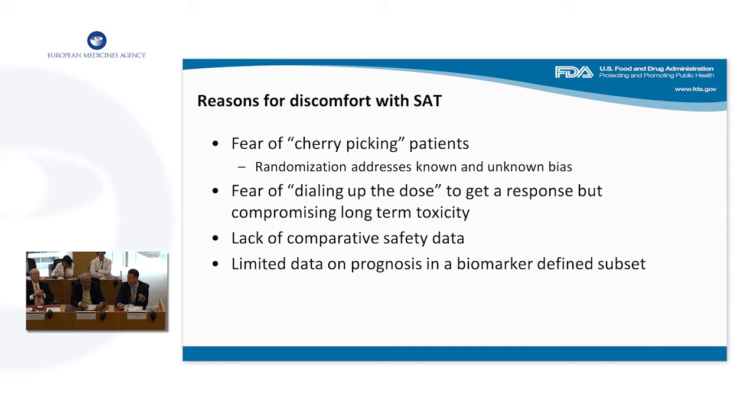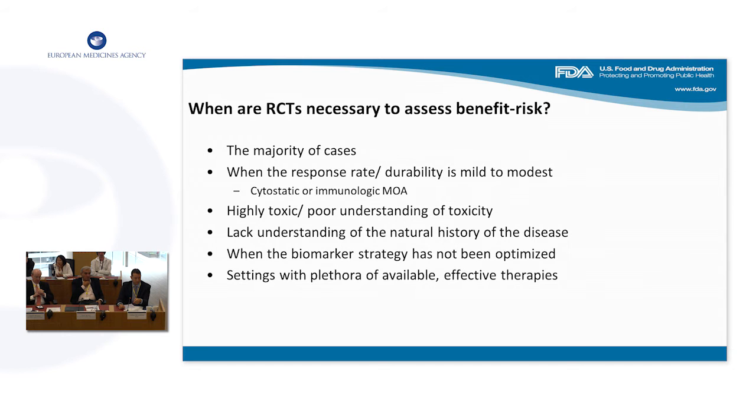So why are we uncomfortable with single-arm trials? There are a myriad of reasons. One is cherry-picking the patients, your marathon runners, your best patients. We know that randomization addresses known and unknown biases. There's a fear of dialing up the dose to get a response, but perhaps compromising long-term toxicity. There's no comparative safety data, and you don't have any data or limited data on prognosis in your biomarker-defined subsets.